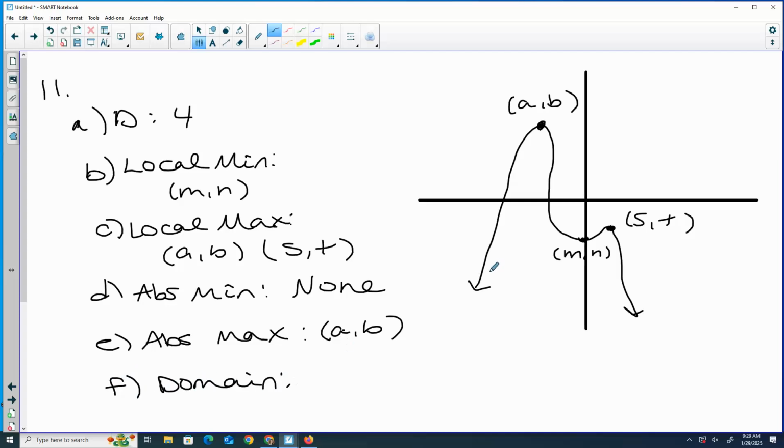Absolute max. Is there a single highest point on this graph? Domain. As this keeps going, it just keeps spreading out to negative infinity to positive infinity. And the range from the bottom up, so it's coming from negative infinity. It stops right here. What is the y value there?